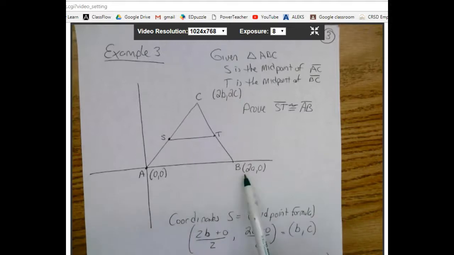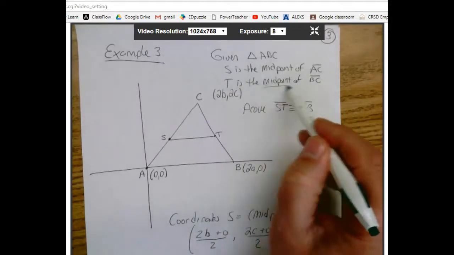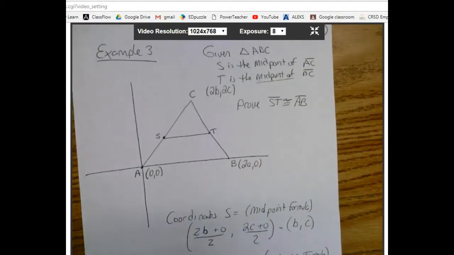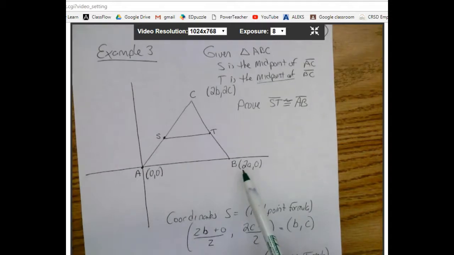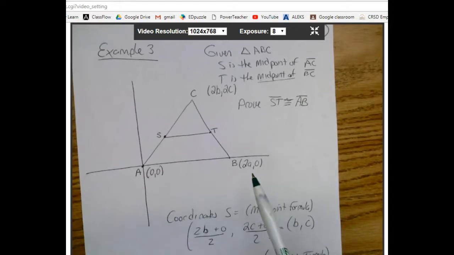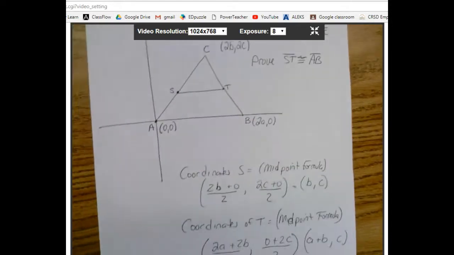The reason we're doing this 2a, 2b, and 2c is because we're using the midpoint formula. With that formula, we're going to divide by 2. So here we're going to help ourselves and multiply these variables a, b, c by 2 so that when we do the math, it makes it easier. Let's look and see how that works.